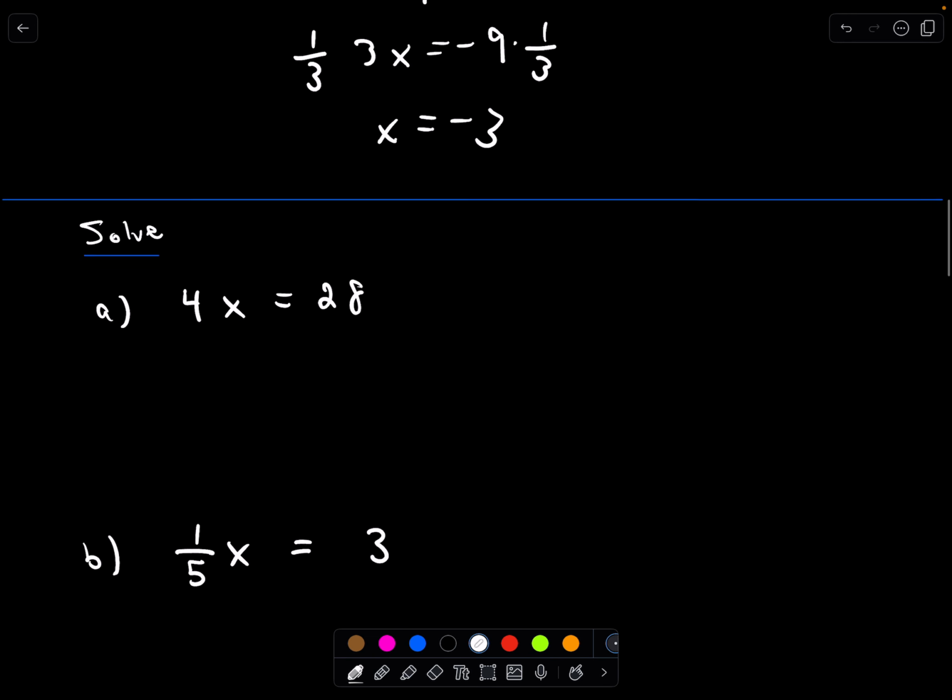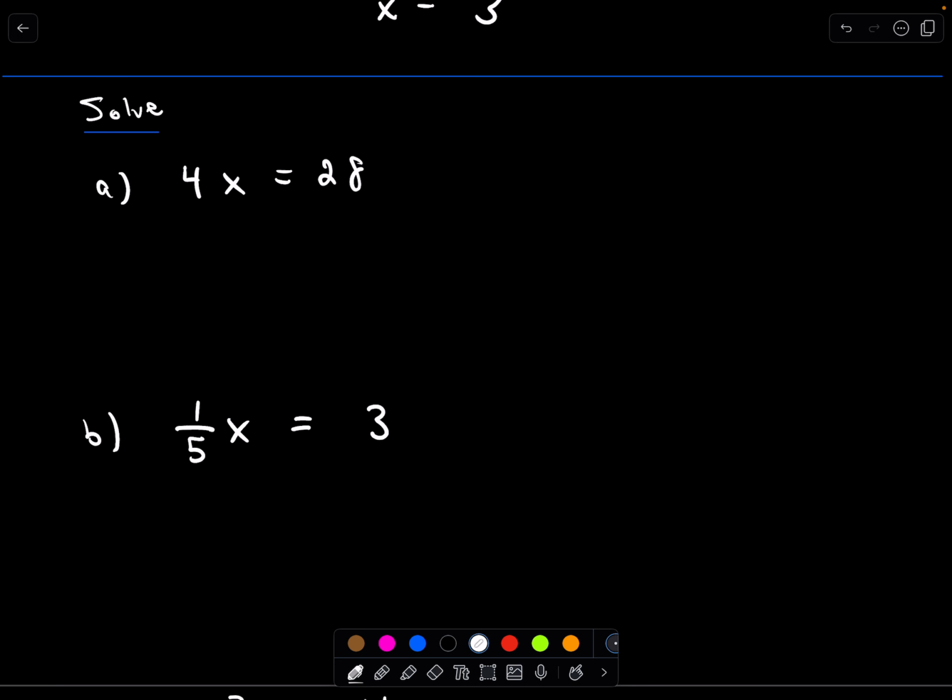Okay, so let's solve a bunch of equations here. So 4x equals 28, that's going to be example A. Well, again, we're multiplying by 4. You can think about this in two different ways. You can either multiply both sides by 1/4, or equivalently, divide both sides by 4. Those are the exact same thing.